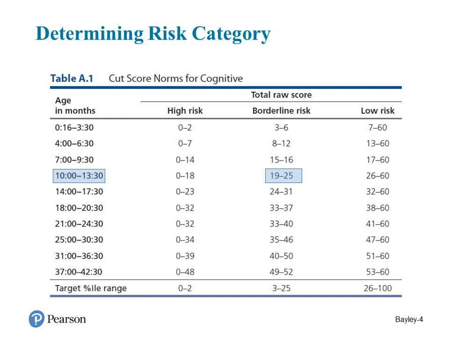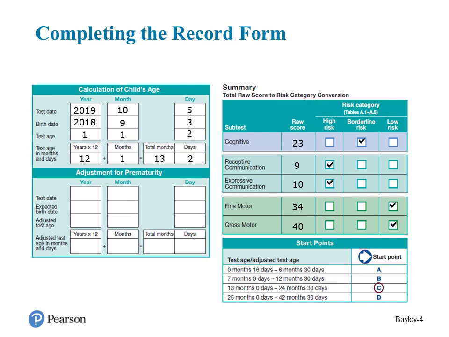I'd go to the table, make sure I find the row that includes the child's age in months, and then I'm going to find the raw score of 23, which falls in the borderline risk category. And so I'll do that for all of the remaining subtests: receptive, expressive, fine motor, and gross motor.